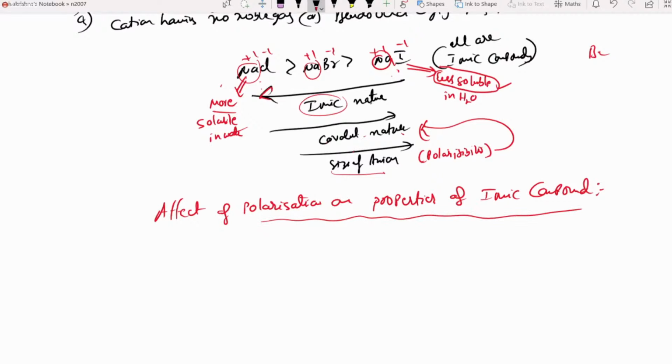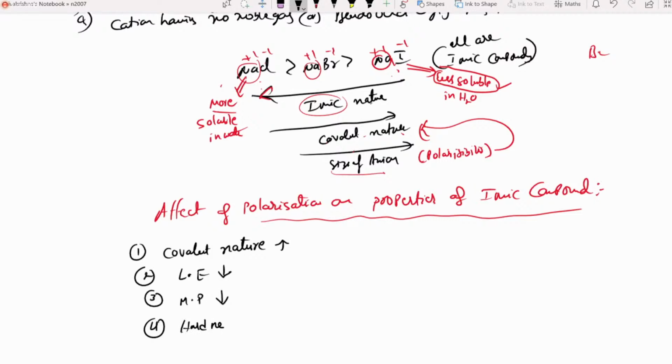Effect of polarization on properties of ionic compounds. First point, covalent nature increases. Second point, lattice energy decreases. Third point, melting point decreases. Fourth point, hardness decreases.